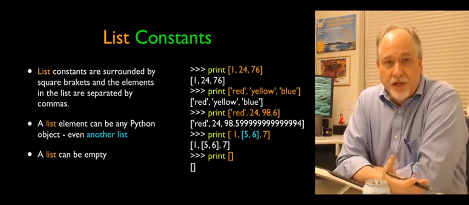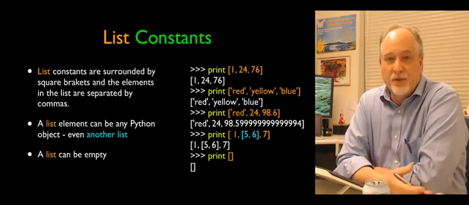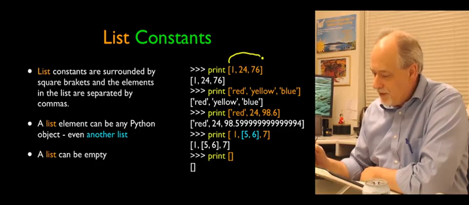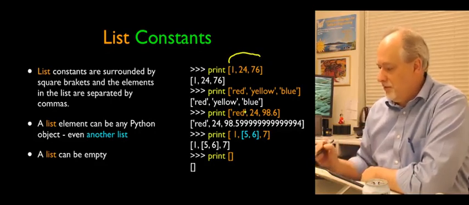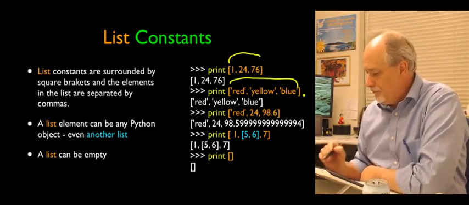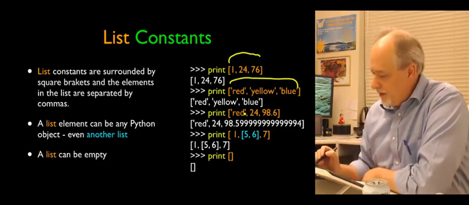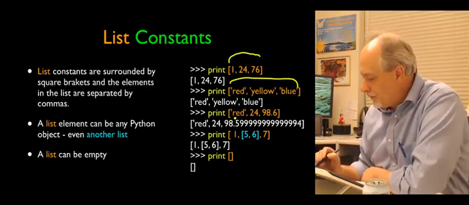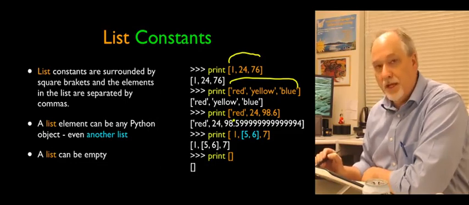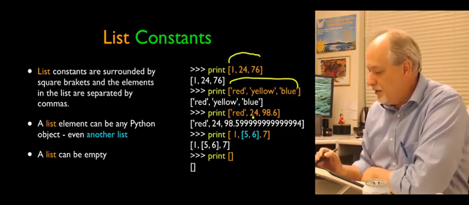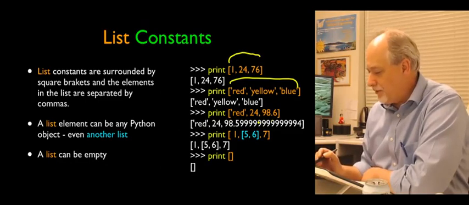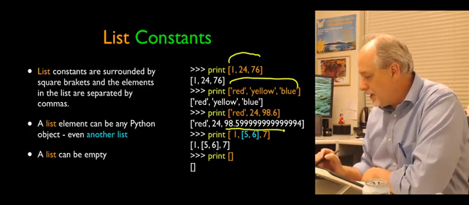So we've been using list constants for the last couple of chapters just because we have to use list constants. In the for loop chapter, we did lists of numbers. We have done lists of strings, red, yellow, and blue. And you don't necessarily have to have things all of the same type. This is a 3-item list that has a string red, the integer 24, and 98.6, which is a floating point number.